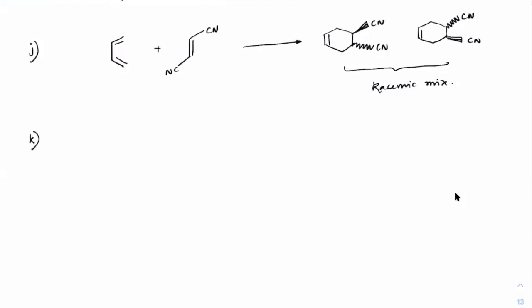Racemic mixture. Suppose in case when it comes to the diene form, like I said, if you have any donating group, I'll write D as in donating group.